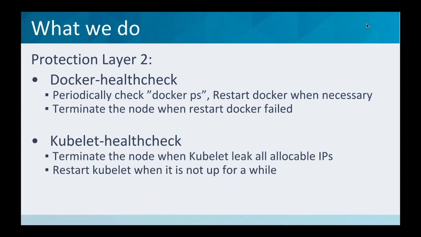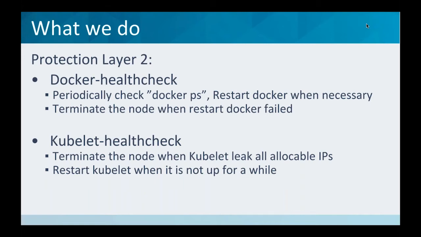All right, okay, protection layer 2. Once things go wrong, we try to fix them locally. We implemented 2 health checks running under systemd. The first one is the Docker health check. We periodically check docker ps and see if Docker is potentially stuck, or if Docker is not even running because it crashed for some reason, and so on and so forth. And we restart Docker when necessary.